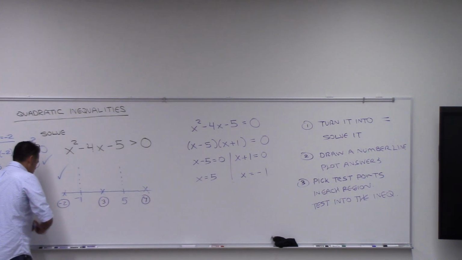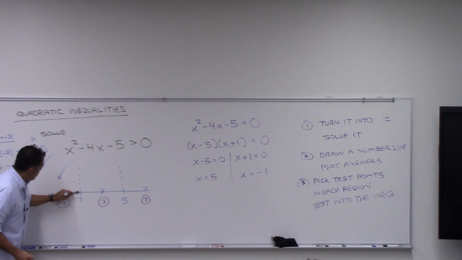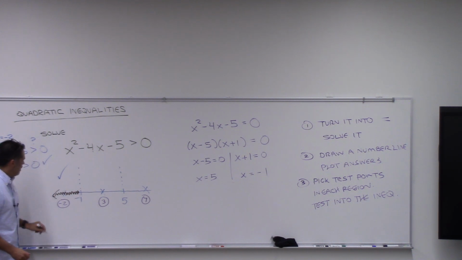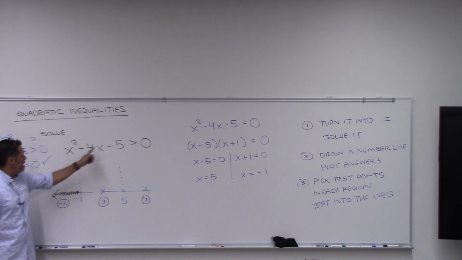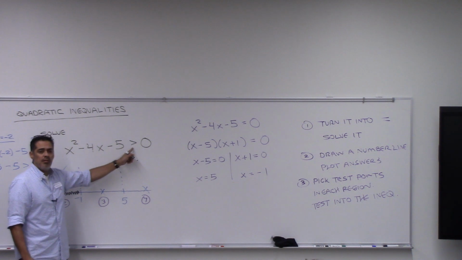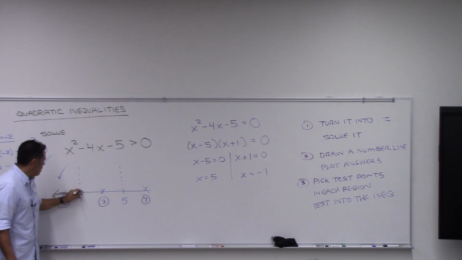So if I start to think about shading this number line, we know everything over here works, right? Now, what about -1? Does -1 work? -1 did not, right? Because -1 made it equal 0, and we want it to be strictly greater than 0. So -1 would not work.